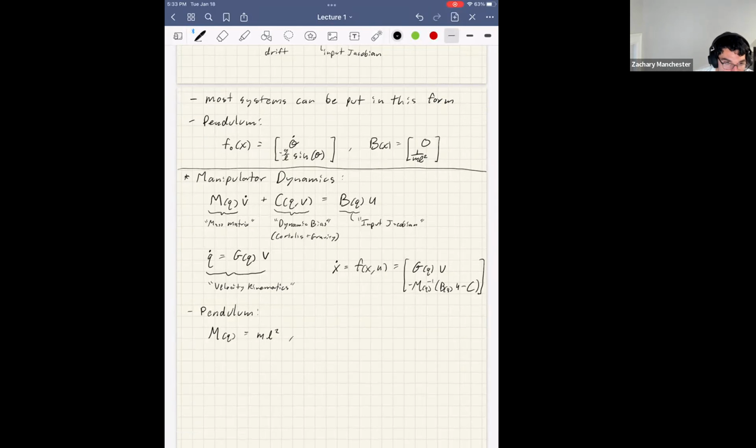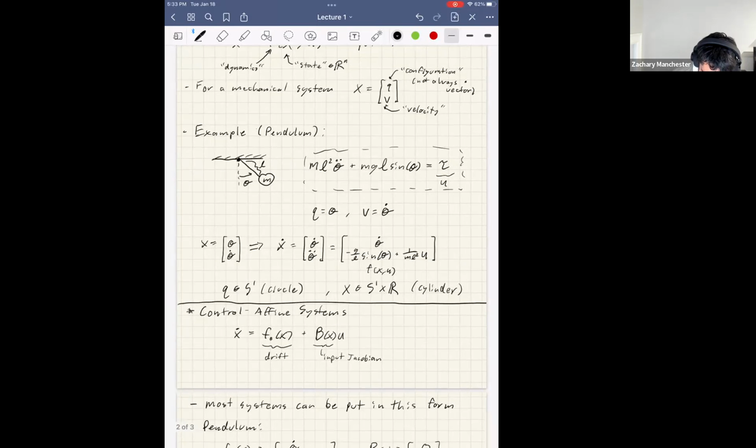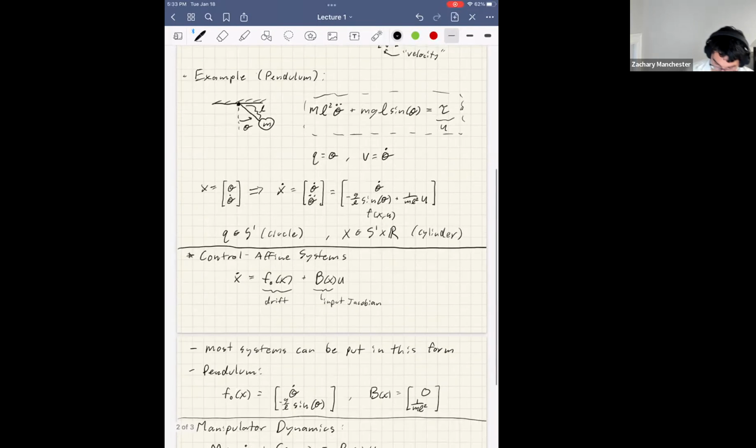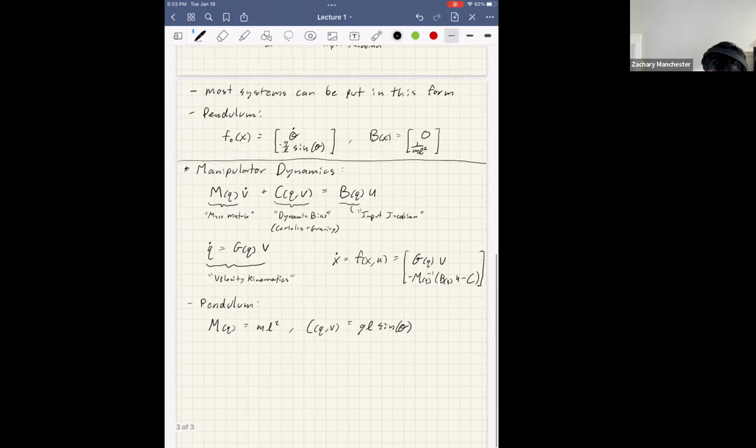The Coriolis term, or dynamic bias term, the C here, is basically the other term there. So it's gl sine theta, the other term from up here, right, from this guy. And then the other stuff's super easy.